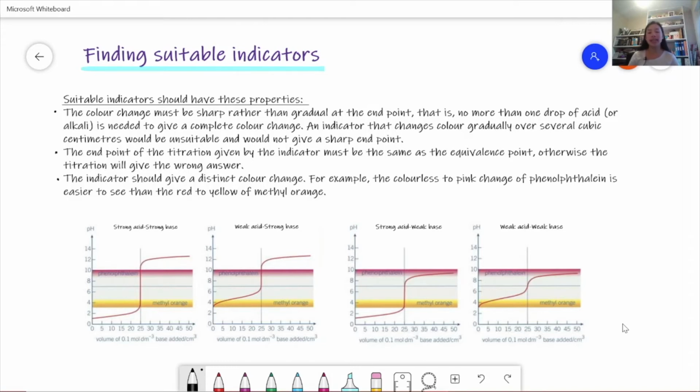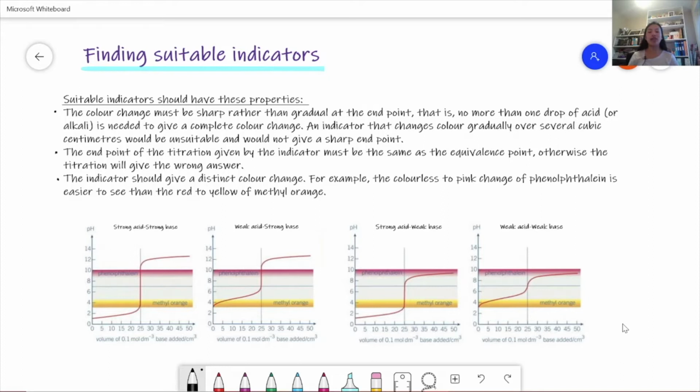So now we're going to have a look at some indicators. So suitable indicators should have these 3 properties. The first is that the colour change must be sharp rather than gradual at the end point. So that is no more than 1 drop of acid or alkali is needed to give a complete colour change. And an indicator that changes colour gradually over several cubic centimetres would be unsuitable. And this is because it would not give a sharp endpoint.